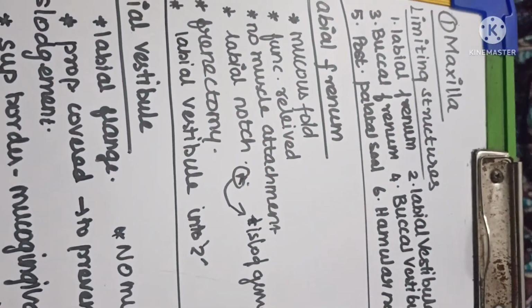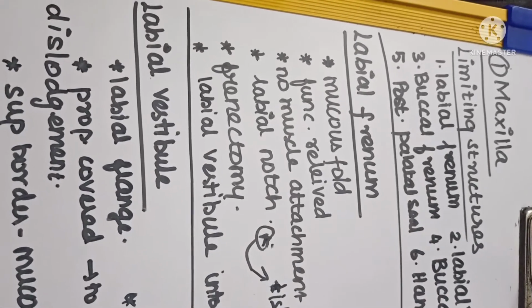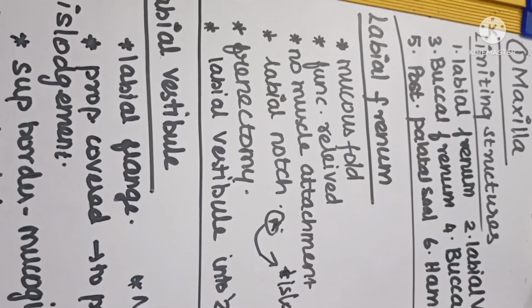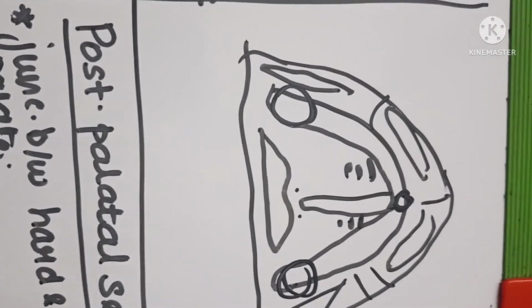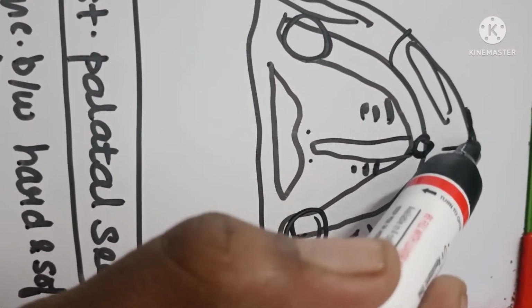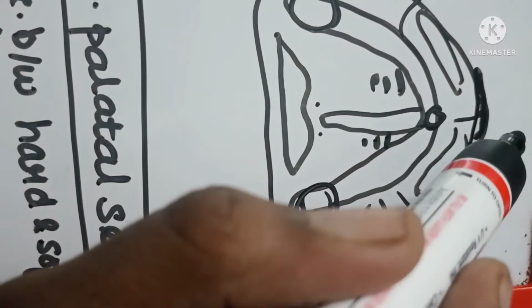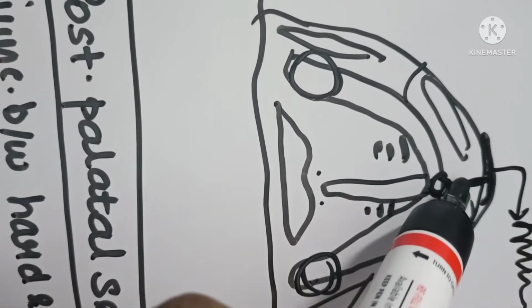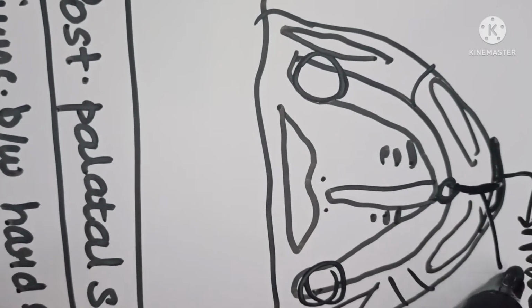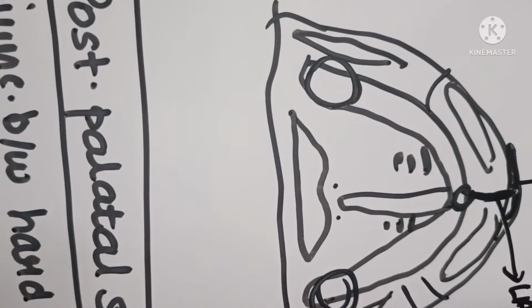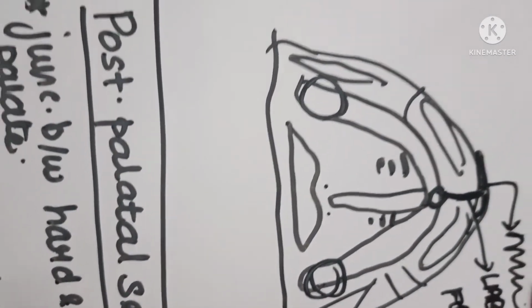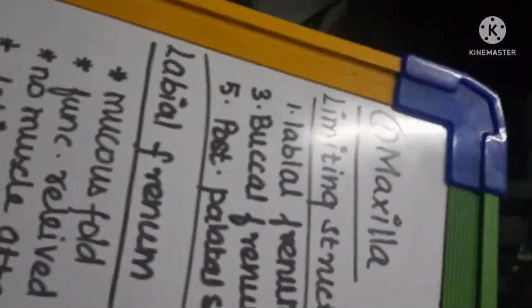The first thing that we are going to see is the labial frenum. This is actually a single mucous fold that extends from the mucosa of the lip to the residual alveolar ridge. Please bear with my bad diagram. If I consider this as the mucosa of the lip, from here it extends till the residual alveolar ridge, and this is called the labial frenum. Let us discuss this in detail.